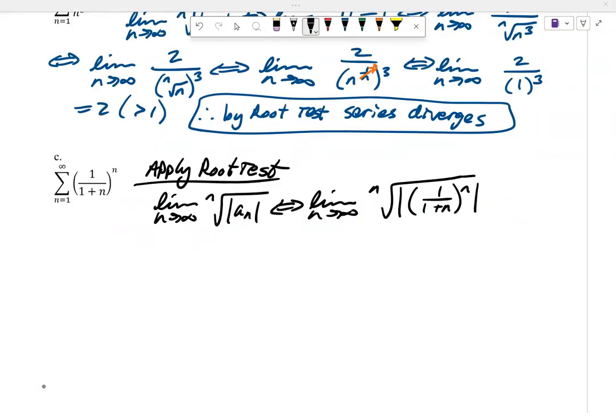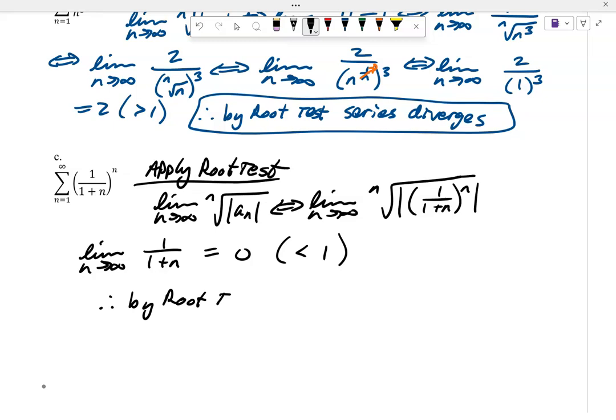So we've got the nth root of the absolute value of a_n. So we've got an nth root of something to the nth power, so that's just going to cancel. That's kind of nice. So you have the absolute value of 1 over 1 plus n. Of course, this is all positive, so I can ignore the absolute value. Well, as this runs to infinity, I've got 1 over 1 plus infinity, so this just ends up being 0, which is less than 1. Therefore, by the root test, this series converges absolutely.